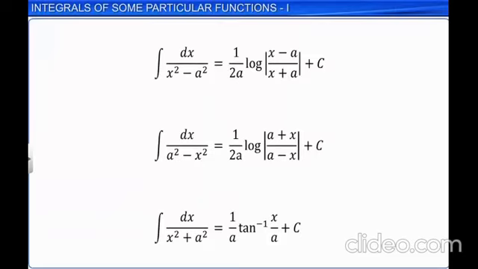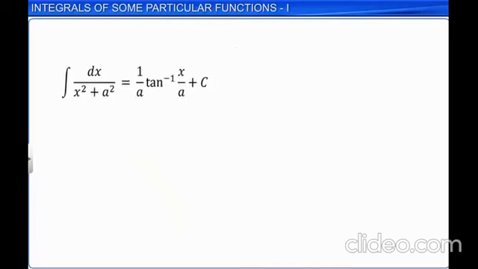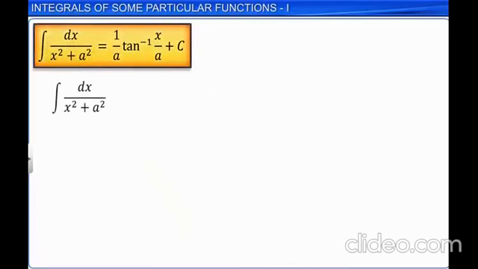Lastly, let us verify the formula. Integral of 1 upon x square plus a square is equal to 1 upon a into tan inverse of x upon a plus the constant. Consider the left-hand side. Integral of 1 upon x square plus a square dx.